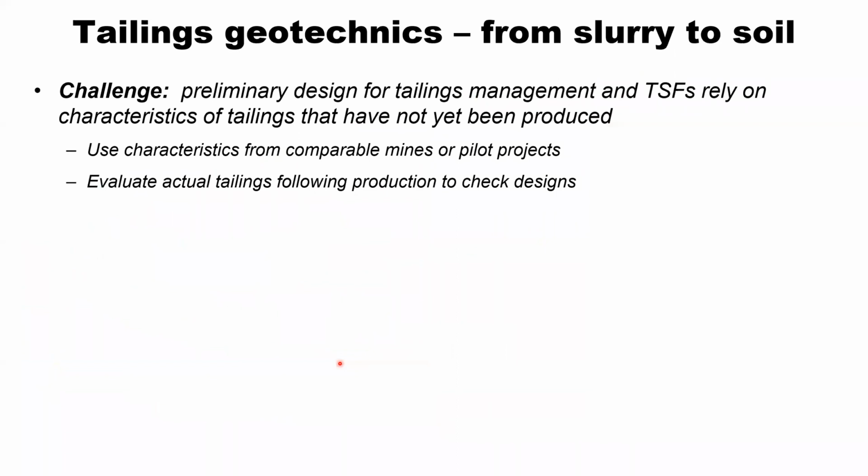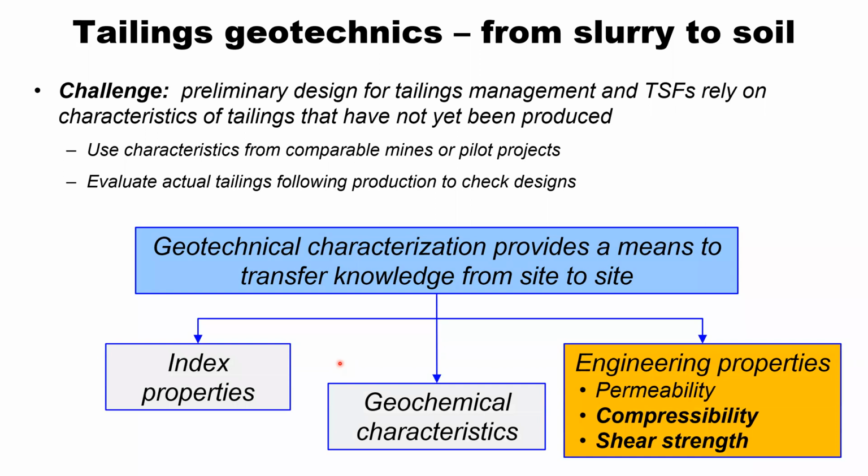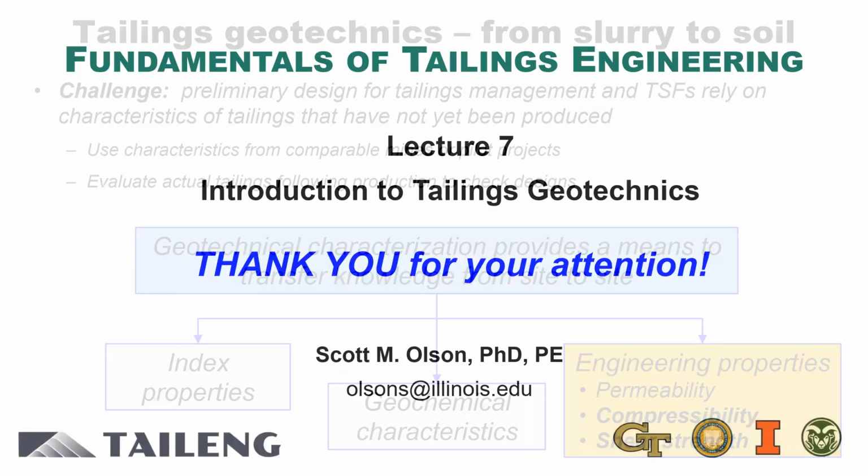So to summarize, as we talk about from slurry to soil and geotechnics, we really are focusing on engineering properties. The two that are very important are compressibility and shear strength. And we want to characterize those so that we understand the behavior of one site, but also understand how other sites might perform in the future. And as I mentioned, we need to think about this in terms of index properties, geochemistry, as well as our engineering properties. So with that, I'd like to thank you for your attention.